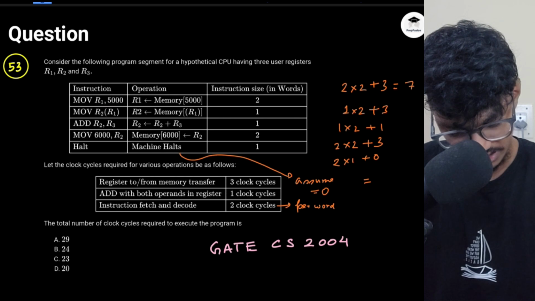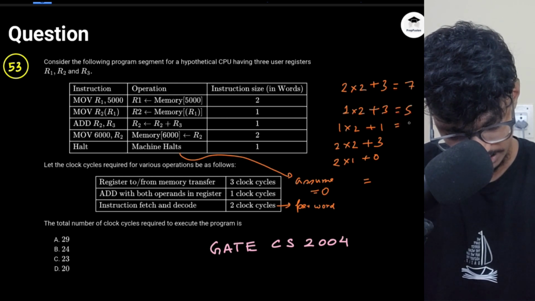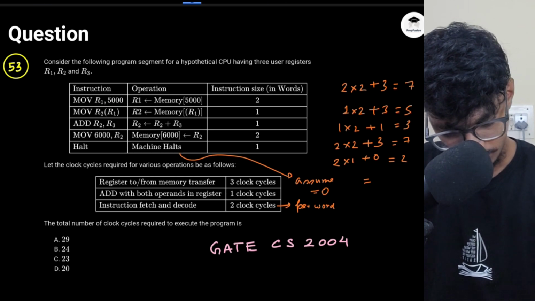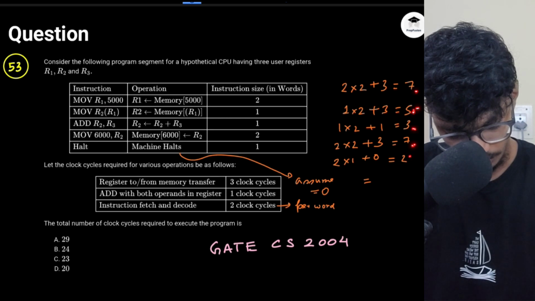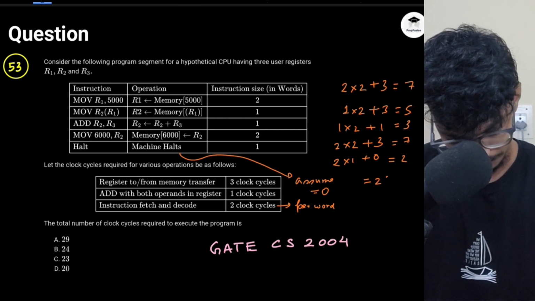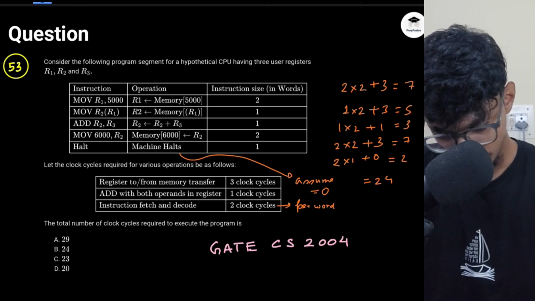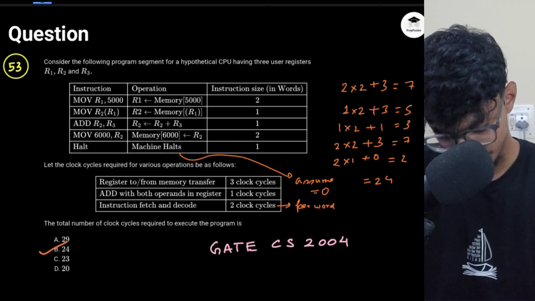This is 4 7, this is 5, this is 3, this is 4 7, this is 2. So 7 7 14, 14 5 19, 22 24. So your answer will be a total of 24 clock cycles. Option B will be correct here.